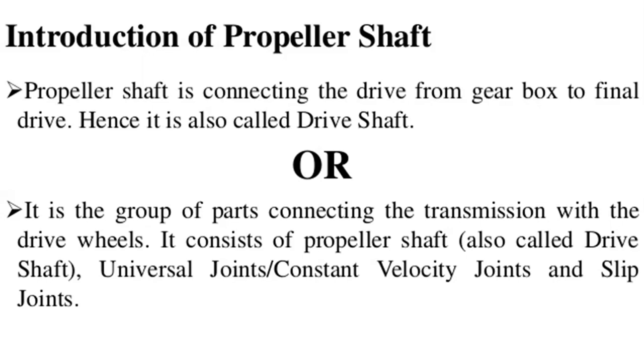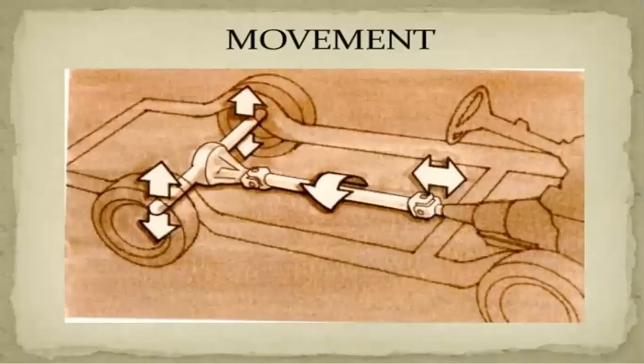And next, where should we place this connecting rod in the automobile vehicle system? You can see this diagram.